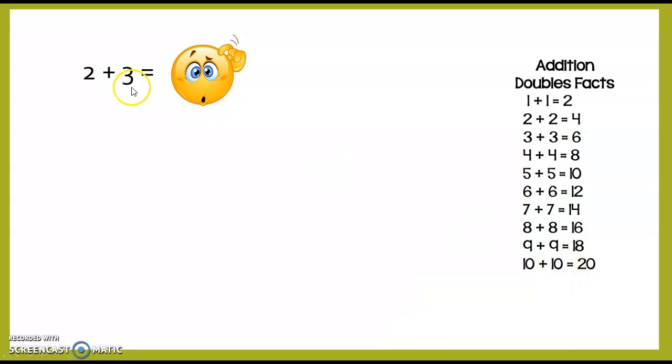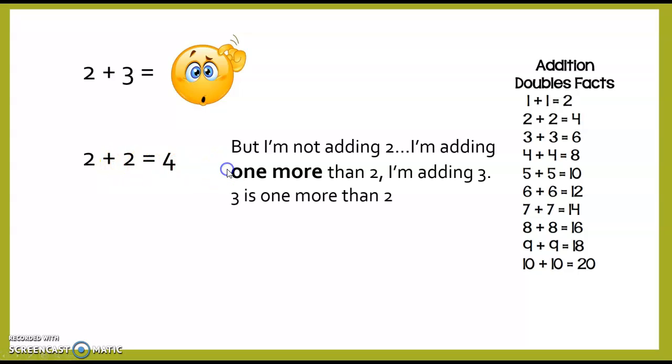2 plus 3. Well, it's not a doubles fact because I'm not adding the same number. I'm adding one more. So I'm going to look at this first number here and let's see. It's not 1 plus 1. 2 plus 2. That's pretty close. It's not a double, but I can use 2 plus 2 equals 4.